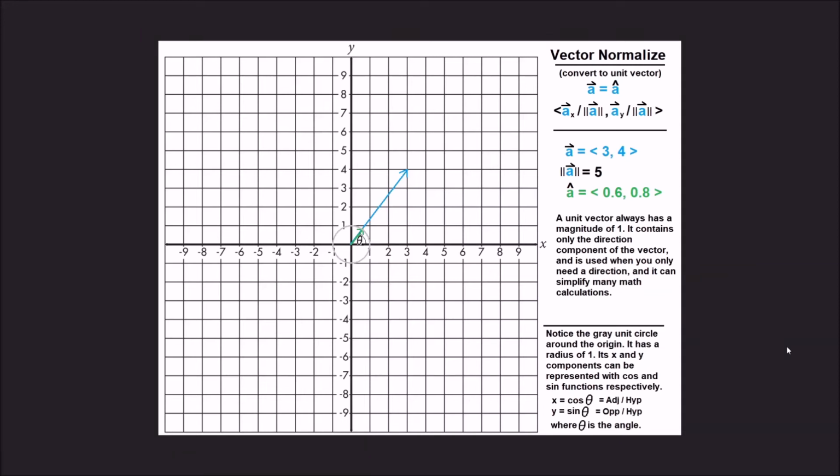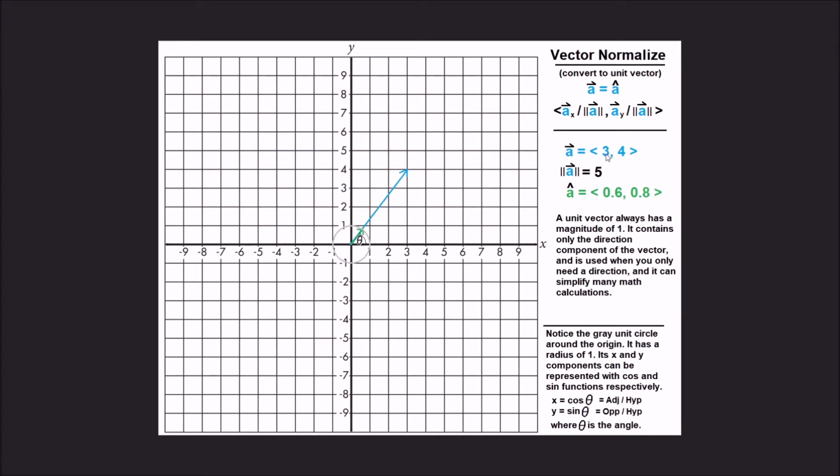Hi, everyone. In this video, I'm going to discuss vector normalization. Basically, what that means is we're going to take a vector and convert it to have a magnitude of 1. A normalized vector is indicated with this cap above it. A normalized vector is called a unit vector. Okay? And so here we have an example.